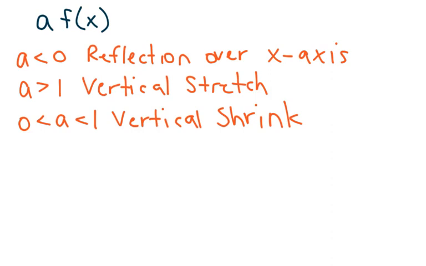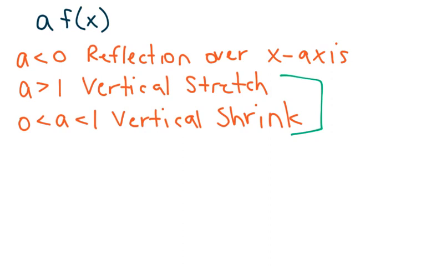Now, I will tell you that these two will never be within the same problem. It will either be a vertical stretch or it will be a vertical shrink, but it won't be both. Now it could have a reflection and a vertical stretch, or a reflection and a vertical shrink. But these two will never be on the same problem at once.